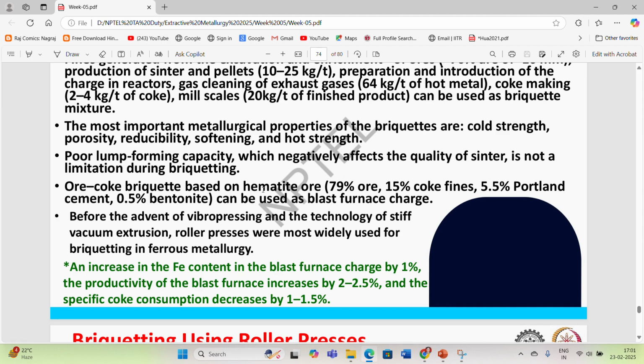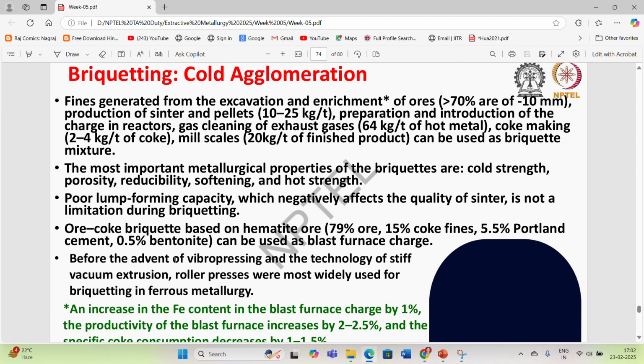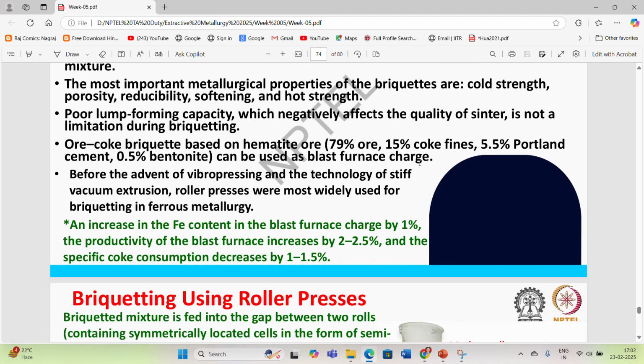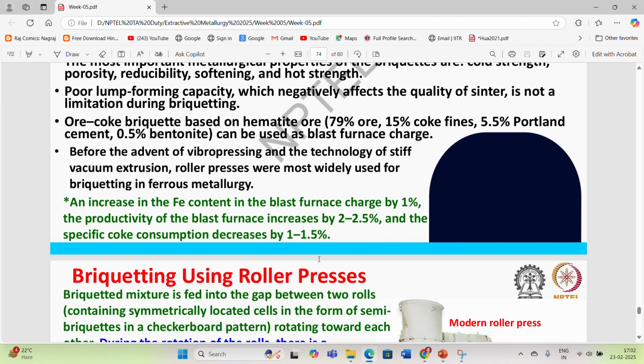Then ore or coke briquettes based on hematite ore, which contain 79% ore, 15% coke fines, 5.5% Portland cement, and 0.5% bentonite, can be used as blast furnace charge. Before the advent of vibro pressing and the technology of stiff vacuum extrusion, roller presses were most widely used for briquetting in ferrous metallurgy. With an increase in the Fe content in the blast furnace charge by 1%, the productivity of the blast furnace increases by 2 to 2.5%, and the specific coke consumption decreases by 1 to 1.5%.